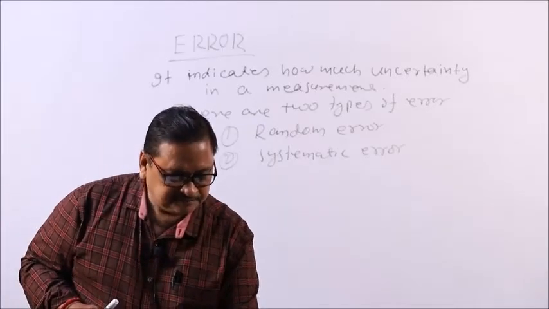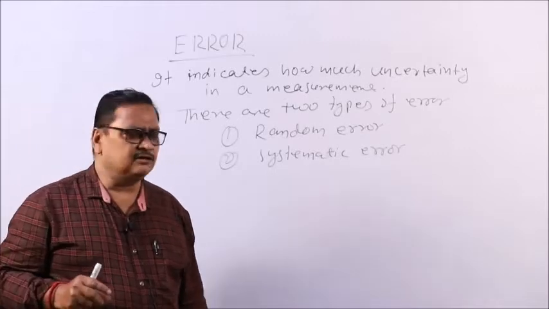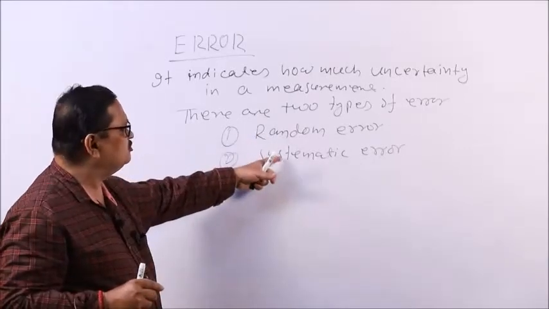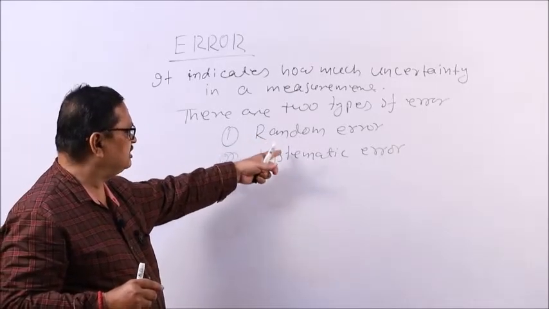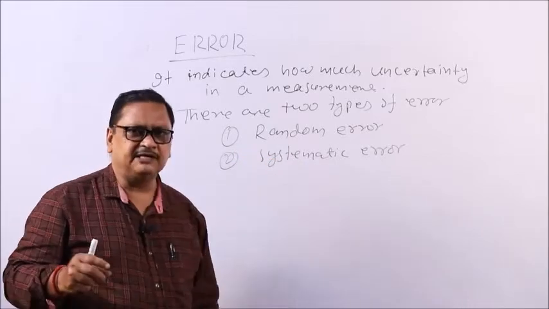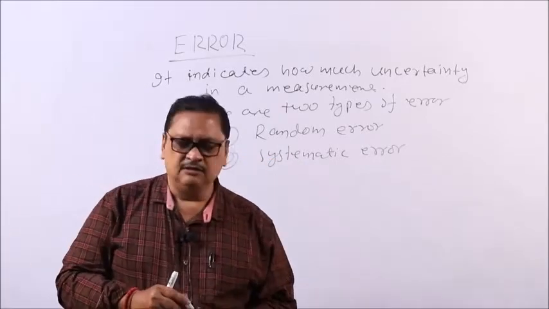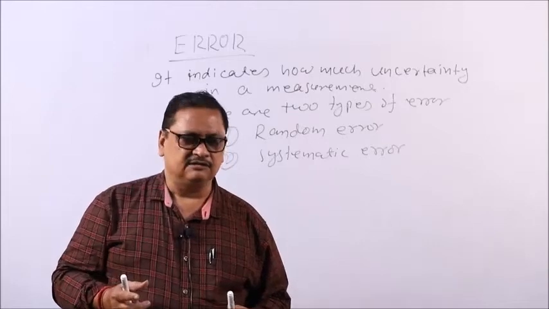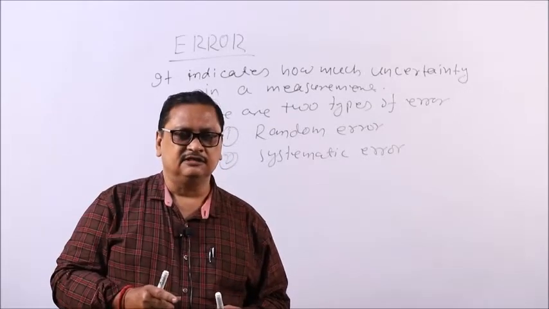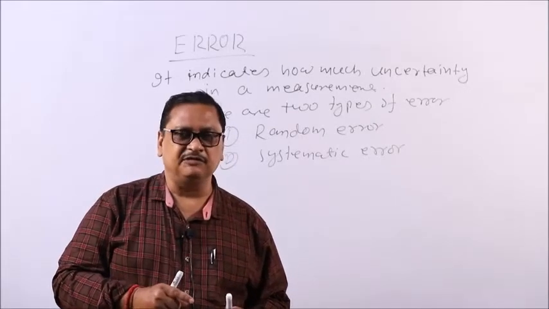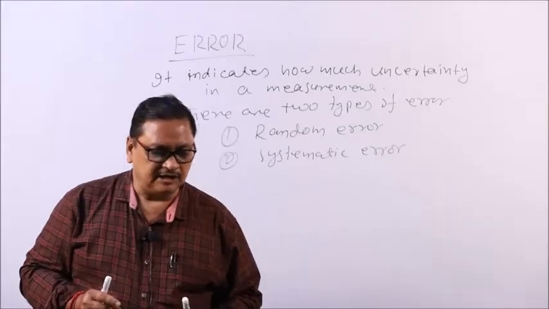And this is basically two types of error. These two types of error are also classified into other types of error. One is instrumental error, that I have already discussed, a manufacturing defect in that thermometer. So, it is showing instrumental error.